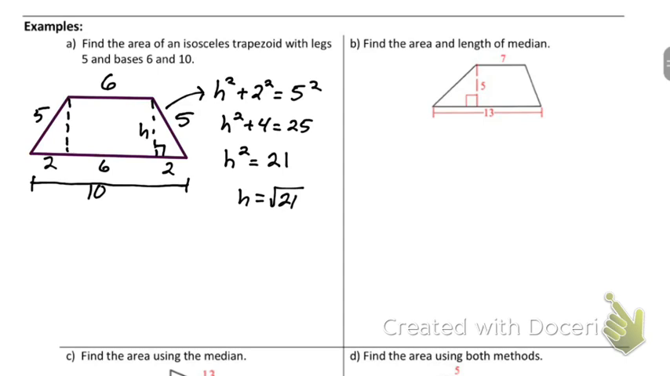Is there any way to simplify square root of 21? In other words, does 4 go into it evenly? Does 9 go into it evenly? 16's probably out of the picture. Yeah, so that is my height. And that's all I needed.